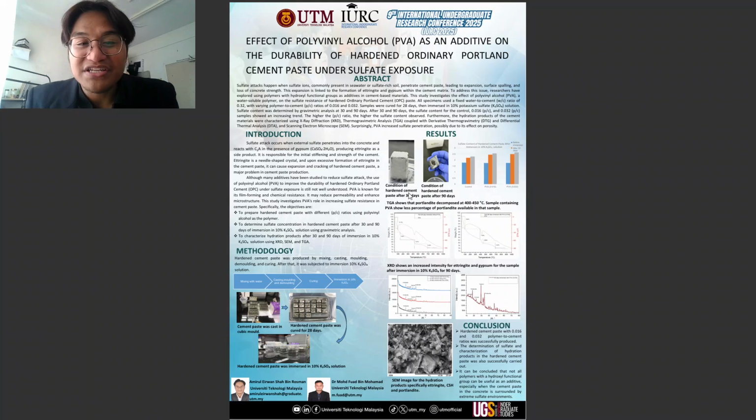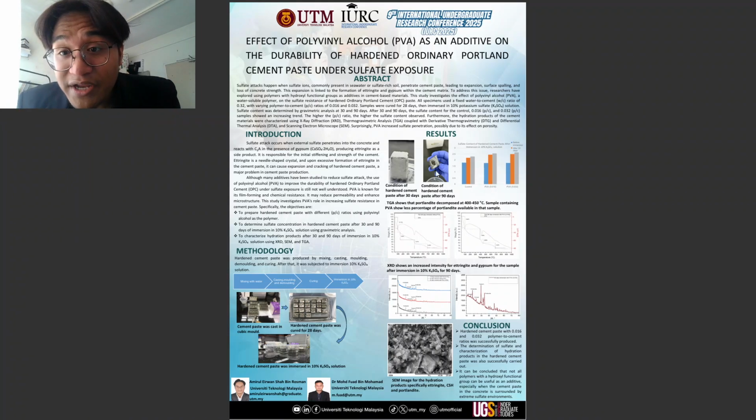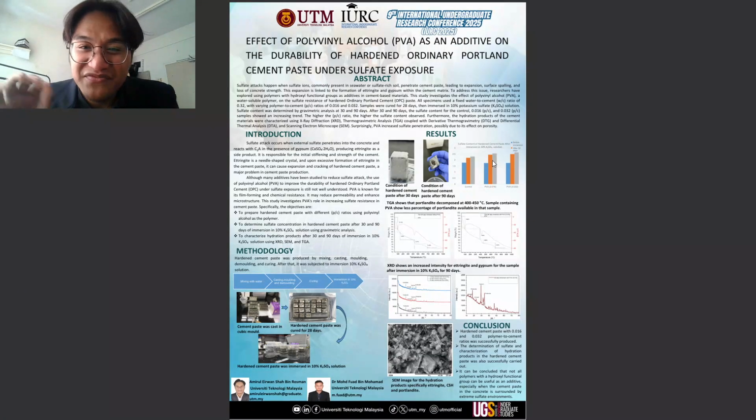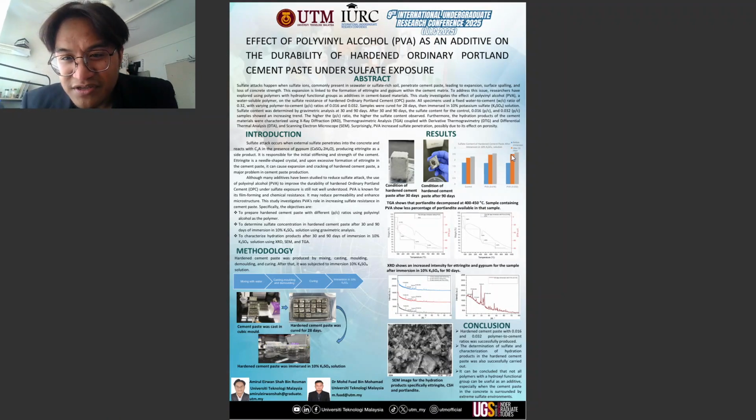This is the condition of the hardened cement paste after 30 days and 90 days. You can see the results here. The blue one shows the hardened cement control, which is without PVA, and the graph is the same. The concentration of the sulfate before immersion is the same. We want to see the concentration of the sulfate after immersion. Interestingly, when we add PVA, the sulfate concentration actually increased for every hardened cement paste that we modified with PVA. You see here, this is without PVA.